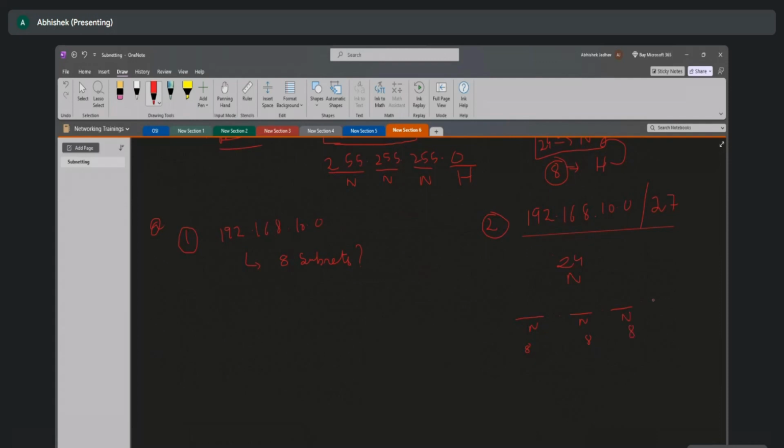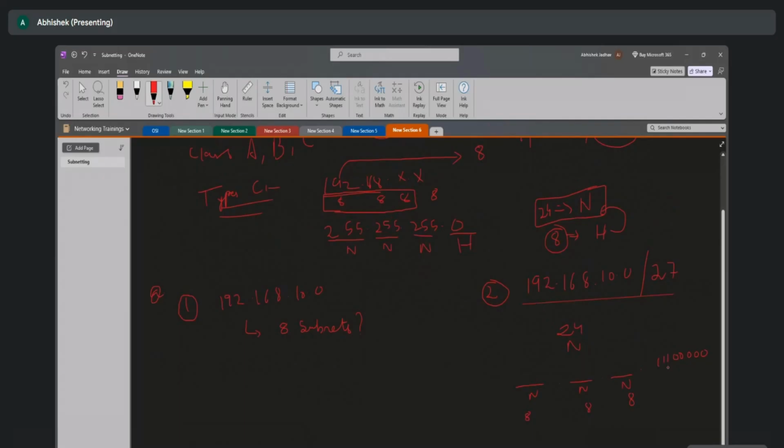But the only octet which is remaining is 1, 2, 3, and 0, 0, 0, 0, 0. Why I am writing 0s is for our understanding. What I'm trying to convey is that we are borrowing these 3 bits towards the network side in order to create a subnet. Once you borrow these 3 bits, this 24 becomes 27. So you borrowed 3 bits from the host section in order to create a subnet. That is what this question means.